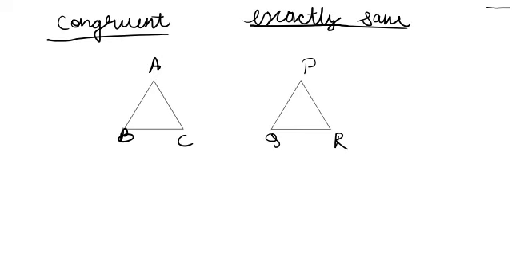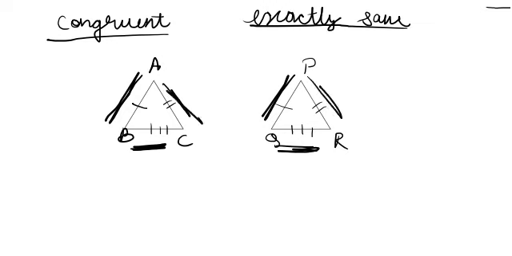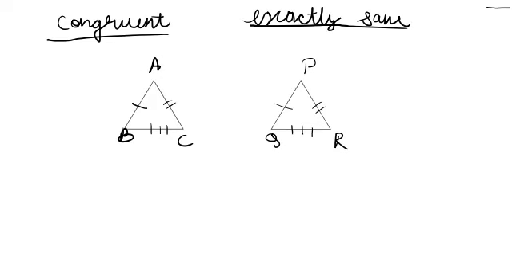Now if we have to prove whether these triangles are congruent or not, we must know a few things. There are many ways in which we can prove the congruency of a triangle. If all the three sides of the triangle are equal, suppose AB is equal to PQ, BC is equal to QR, and AC is equal to PR, then all the corresponding sides are equal, and in such cases our triangles are congruent.